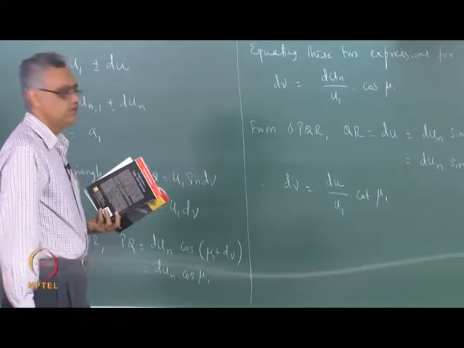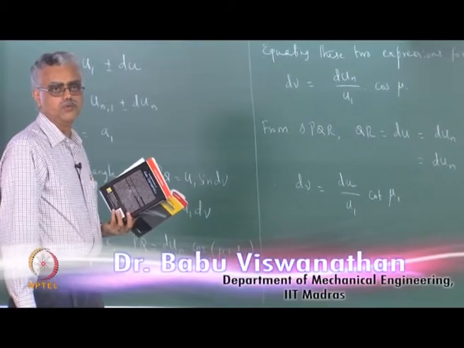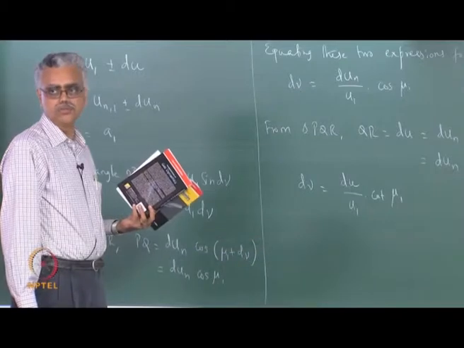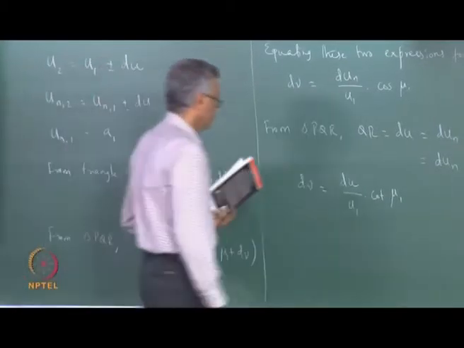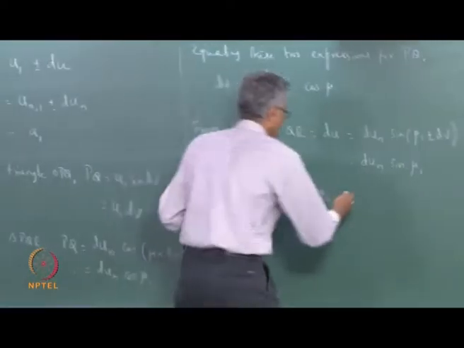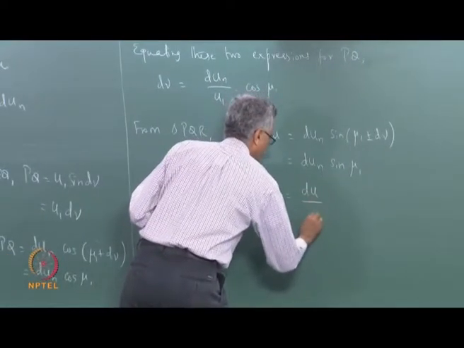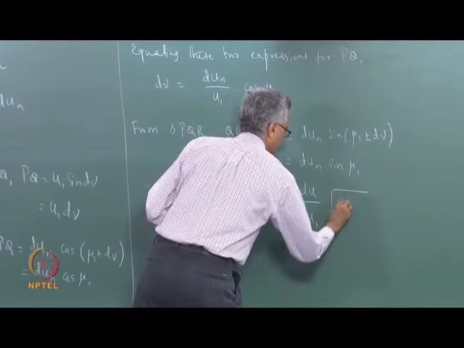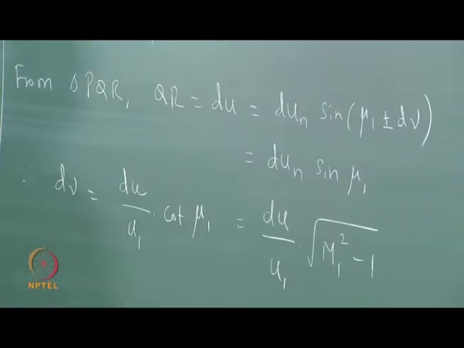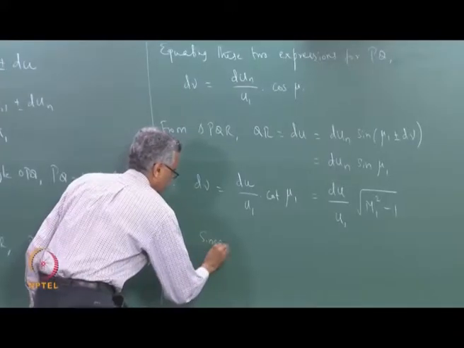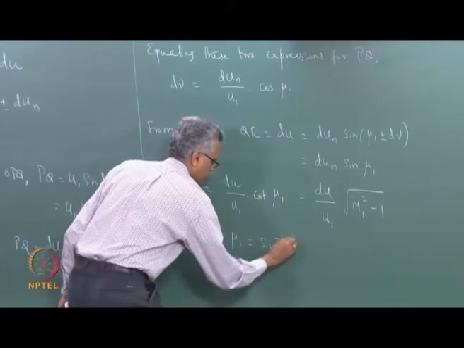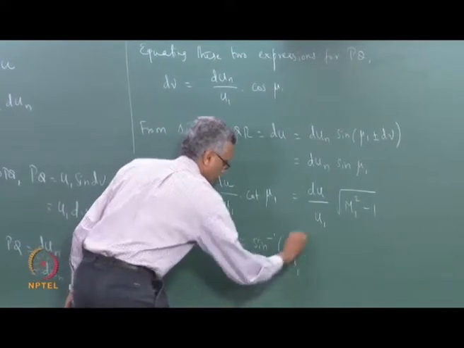If you recall, the definition of mu1 is the Mach angle, and by definition sin mu1 is equal to 1 over M1. If you use that expression, I can write this as du over u1 times square root of M1 squared minus 1. Here we have used the fact that mu1 is equal to arc sine of 1 over M1.